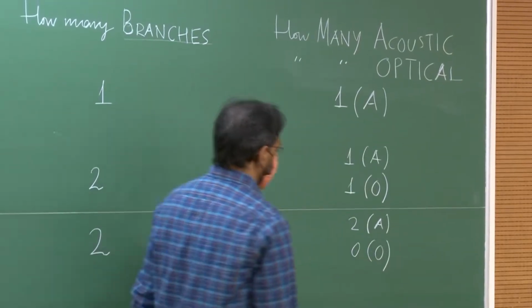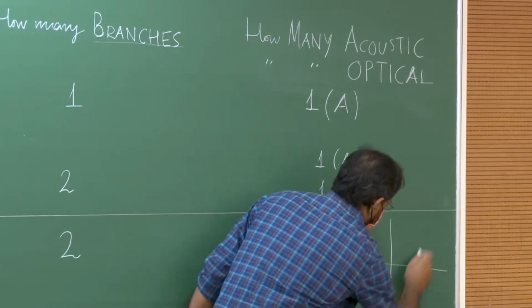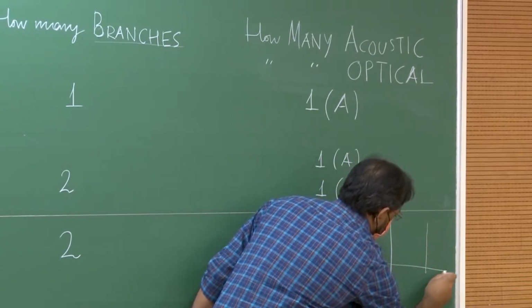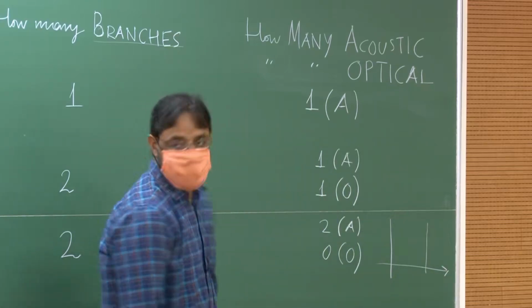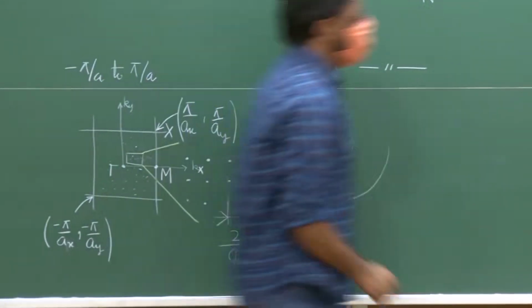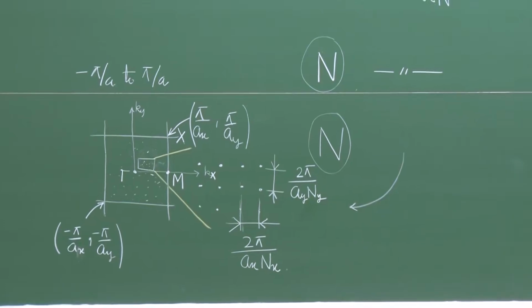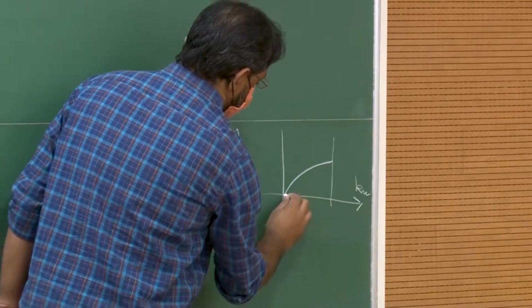So, what would the dispersion look like in this case? The dispersion, this is, let us say, the zone boundary, and let us say we are plotting along which direction you like the most, let us say along the kx. Suppose we are plotting along kx. Now, you have to specify whether you are plotting along ky or kx, and then you will see 2 acoustic branches.